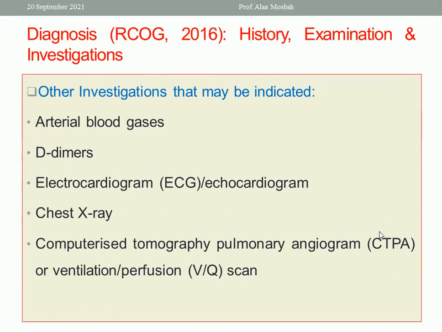Some other investigations are needed in certain, very special cases: arterial blood gases, D-dimer, ECG and echocardiogram, chest X-ray, CT pulmonary angiogram in case of suspected pulmonary embolism, or ventilation perfusion scan.